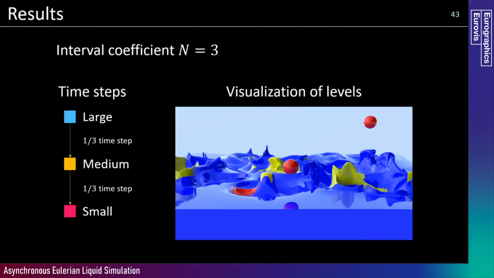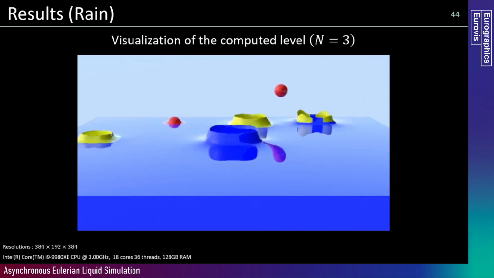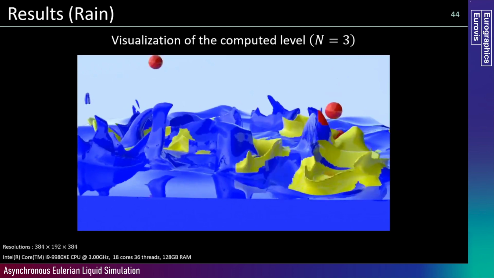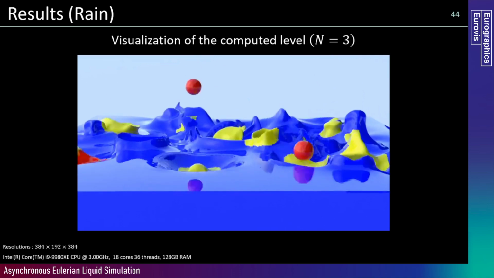From here, we show you the result videos created by using our method and compared to the synchronous method. The computational level will be visualized in the results we further show. The blue part uses the largest time step, yellow and red are advanced with 1/3 and 1/9 time step of blue respectively. The first result is about the rain scene, already shown at the beginning of this presentation. Falling raindrops have large velocity and the large portion of liquid below has velocity almost zero.